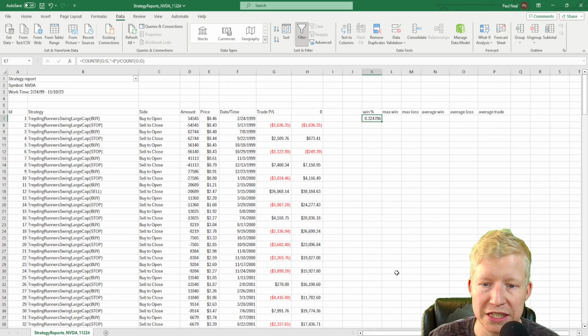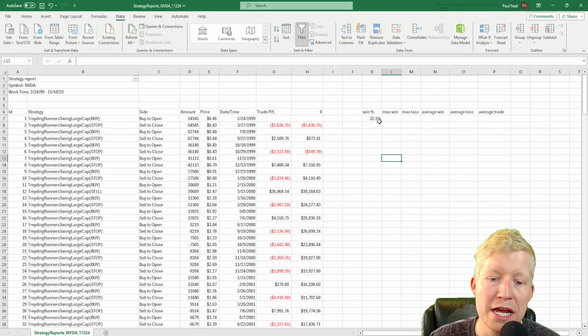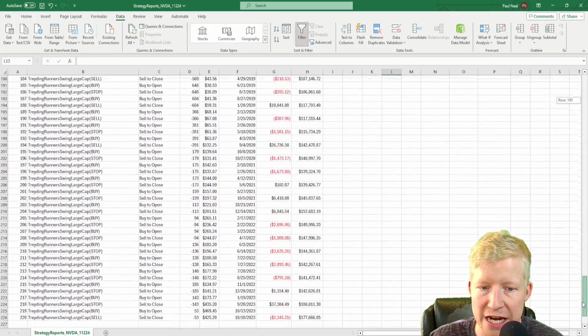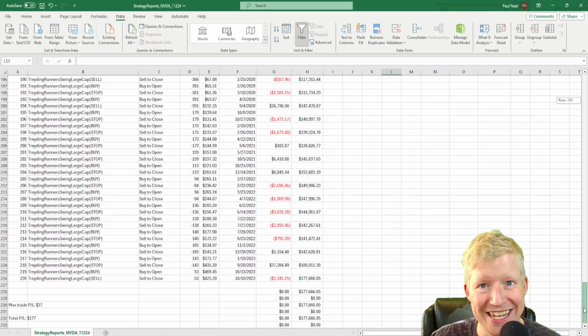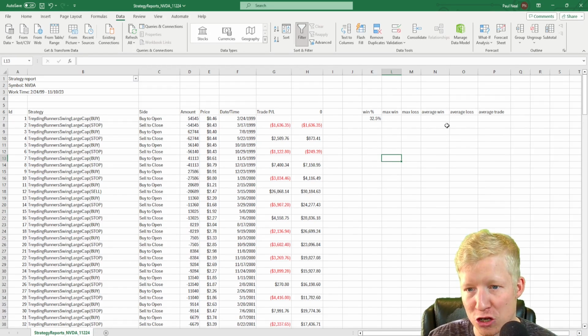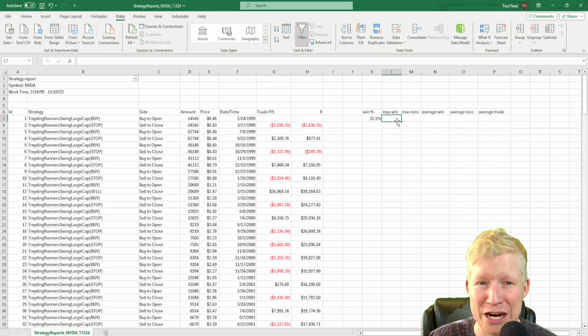Of course, if I right click this, go to format cells, turn it into a percentage. I don't really care about too many decimals. We'll leave it at 1. This strategy apparently has a win percentage of 32%. Just think about that first things first. This thing wins 32% of the time and makes this much money. That's continuation trading for you. If you guys have been around the channel, you know that's how I trade. Low win rate, but you're about to see, hopefully, I mean, obviously, you know it's profitable. So you're about to see a high risk reward.